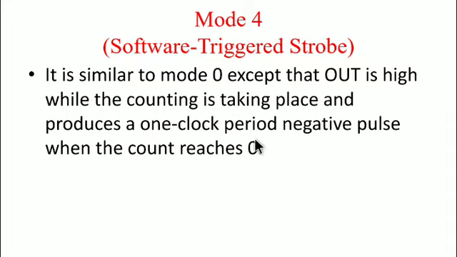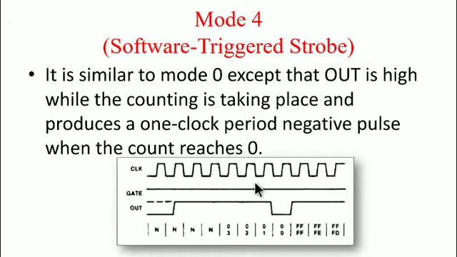What about mode 4? It is the software triggered strobe. It is similar to mode 0 except that OUT is high while the counting is taking place and produces a 1 clock period negative pulse when the count reaches 0. So that is the difference here.